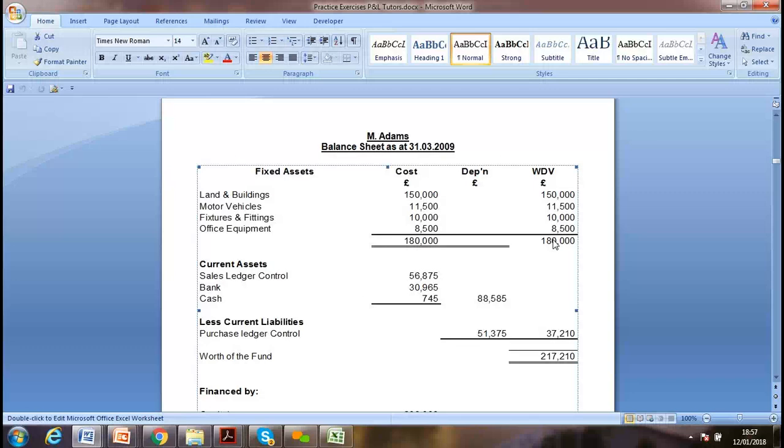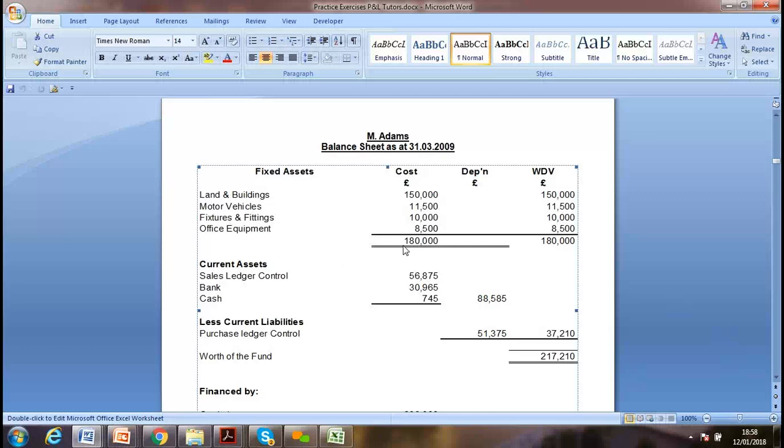So it's reduce the value. But a few things may increase the value, like land. If I bought land, the land value normally goes up. So we do revalue, yes, we do revalue then.